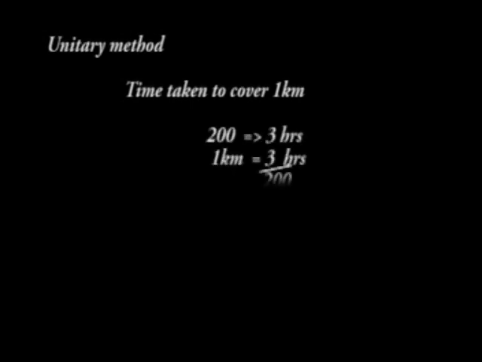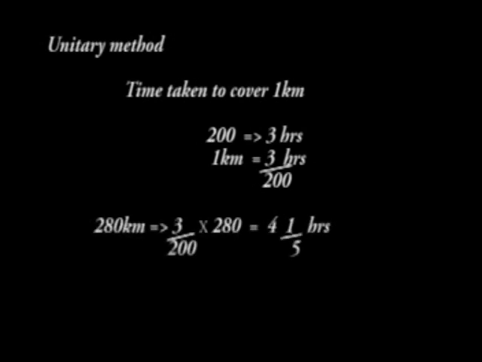Using the unitary method, here we find out time taken to cover 1 kilometer. If 200 kilometers take 3 hours, 1 kilometer will take 3 over 200 hours. 280 kilometers will take 3 over 200 times 280, which is 4.5 hours.